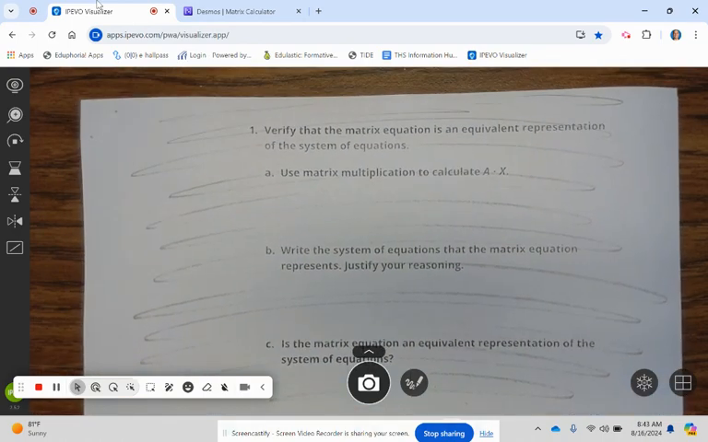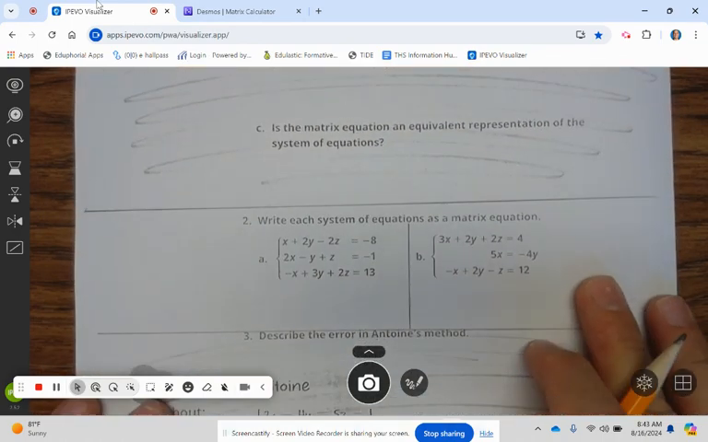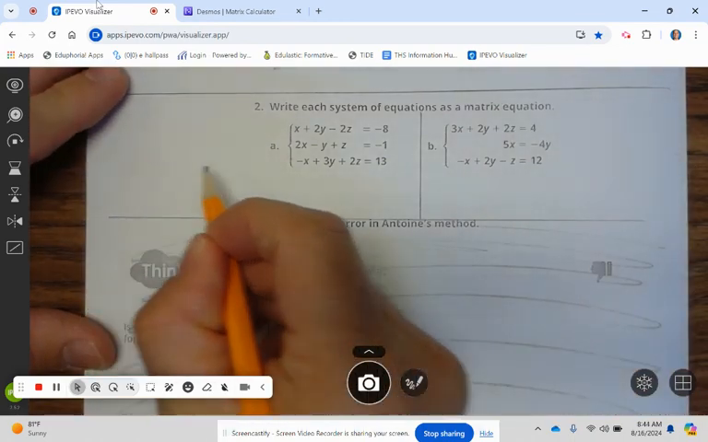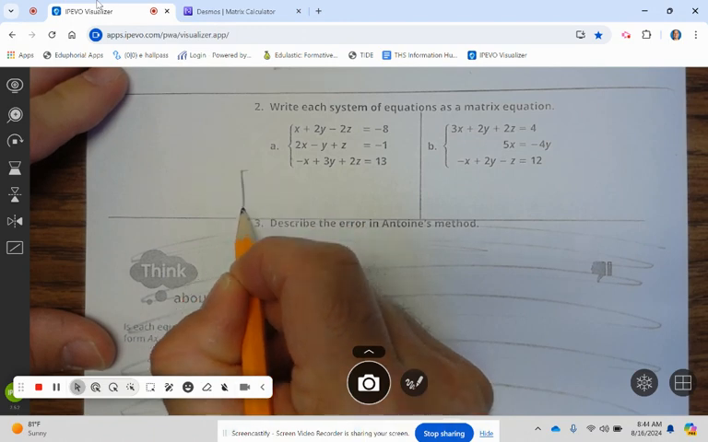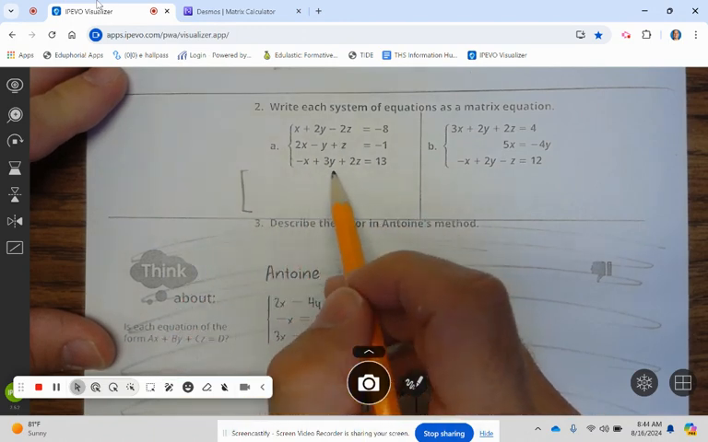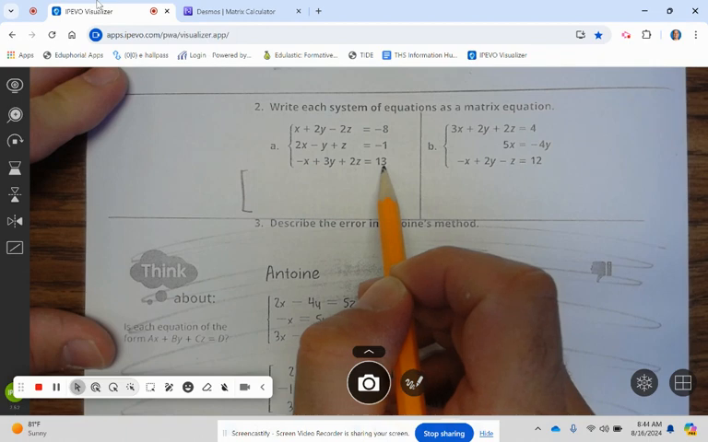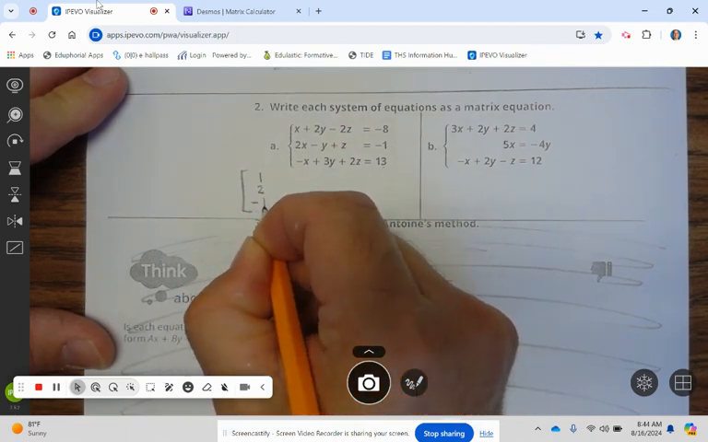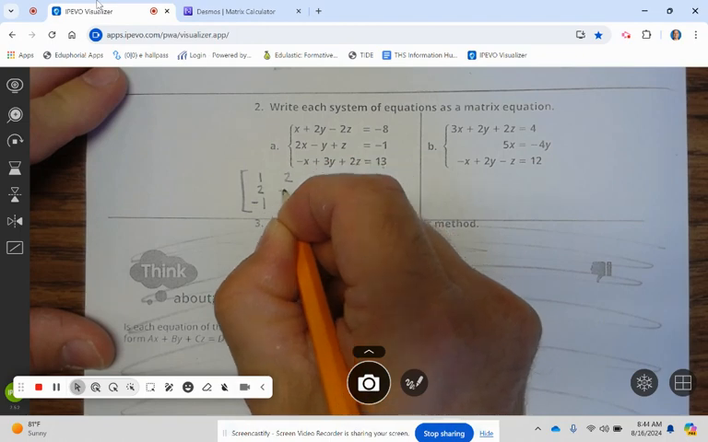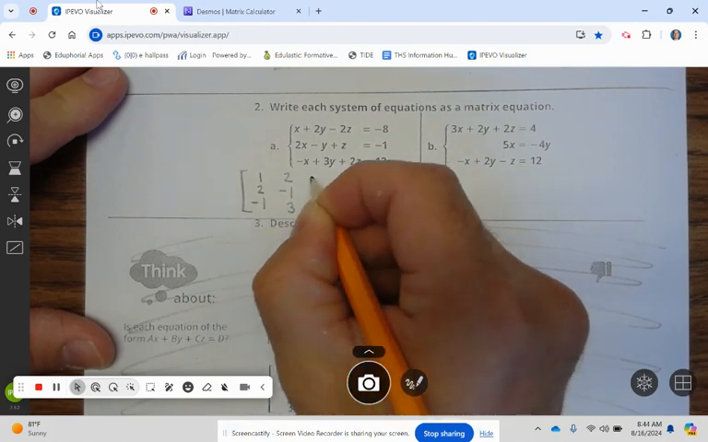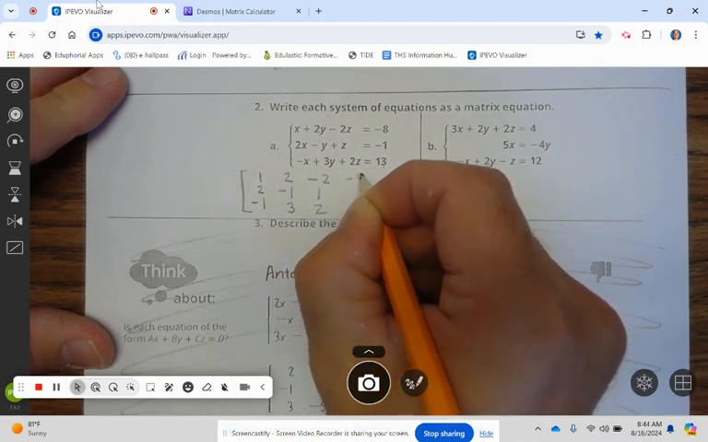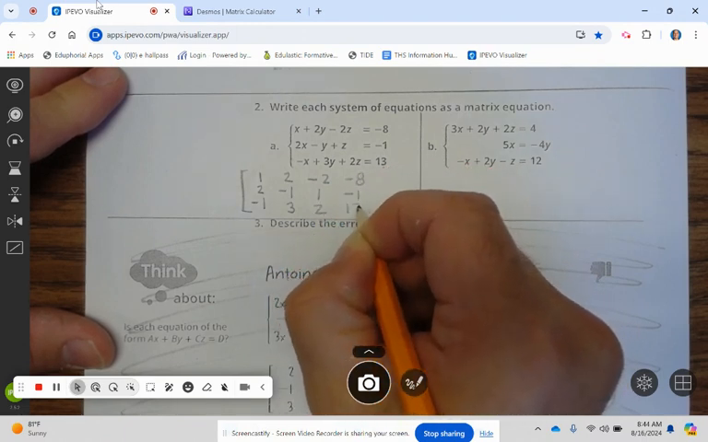Go ahead and mark out 1A, B, and C. Let's take a look at 2. Write each system of equations as a matrix equation. Okay. So we have an x column, y column, z column, and our constants. So then that's 1, 2, -1, 2, -1, 3, -2, 1, 2, and then -8, -1, 13.